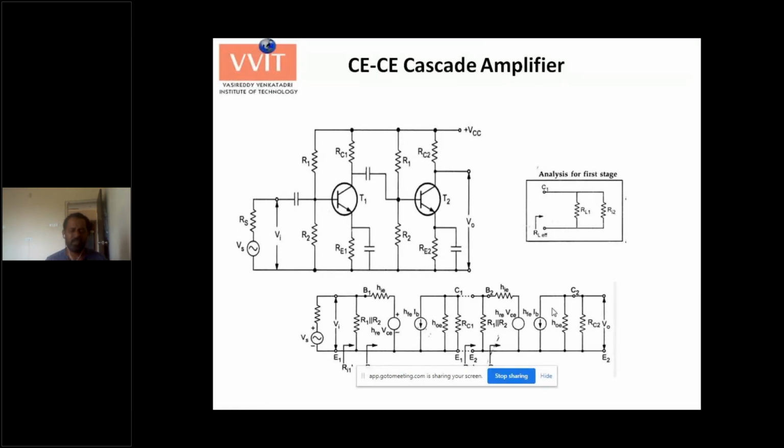Fortunately, most of the times in our course, most of the problems are confined to low frequency analysis. So this is the H parameter equivalent model for the second stage. Let's see what we have: hie, this voltage source, this current source, and hoe. This is the equivalent circuit corresponding to the transistor at low frequencies. Then you have this load. What is the load here? RC2.